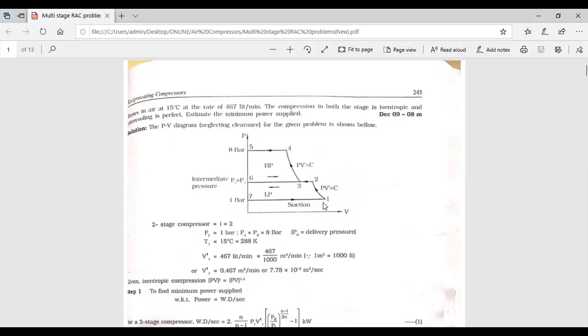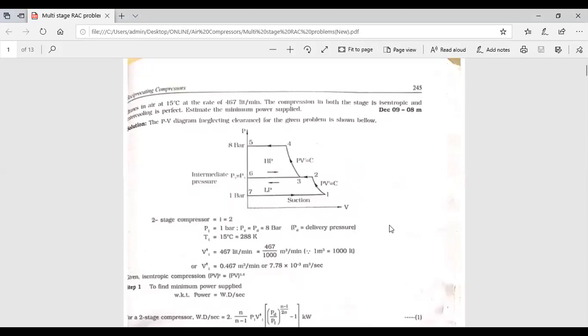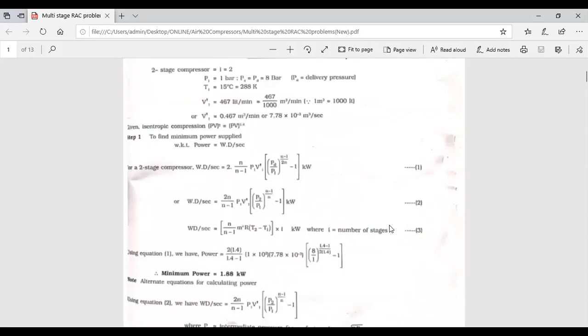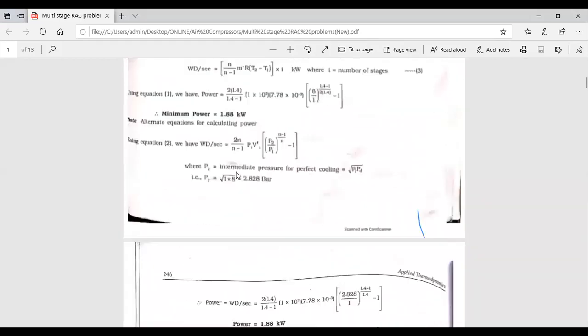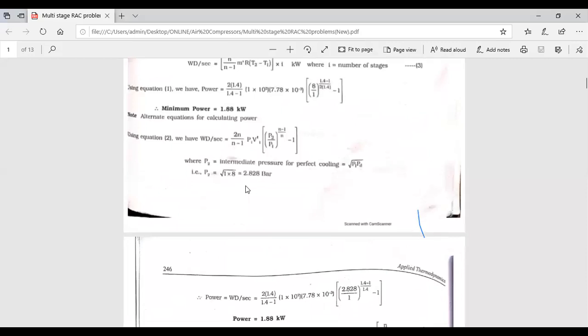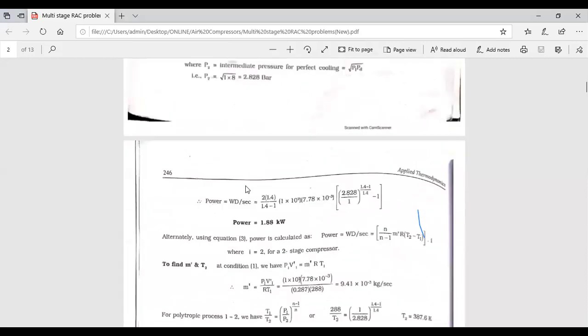T2 equals T1, which is 288, in the bracket P2 by P1, where P2 is 2.828 bar, to the power of n minus 1 divided by n.